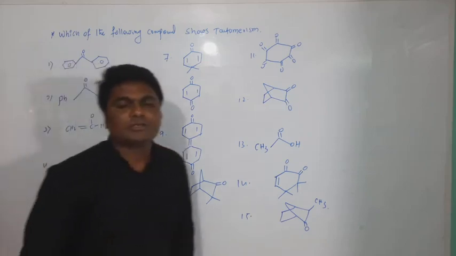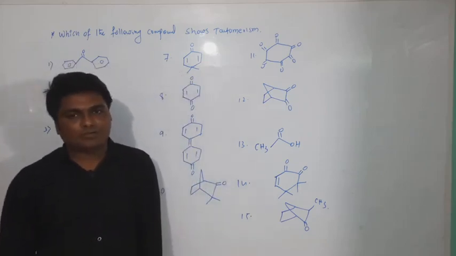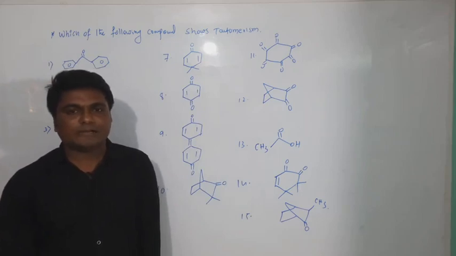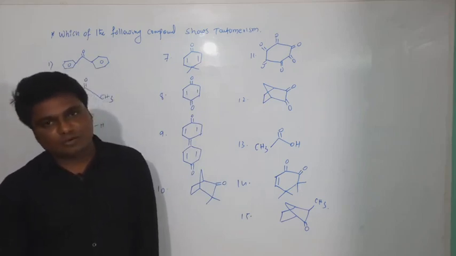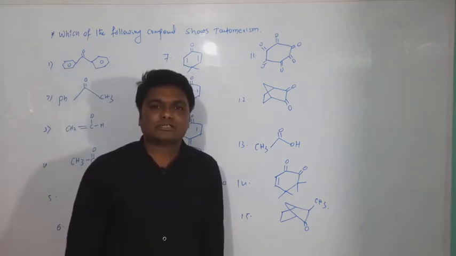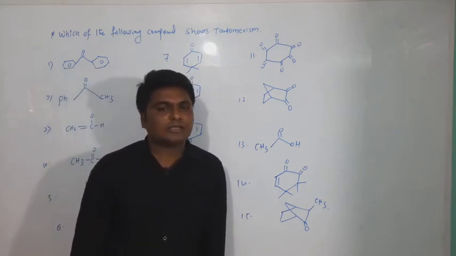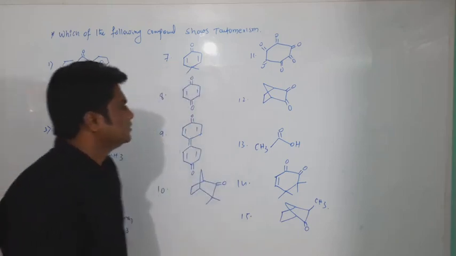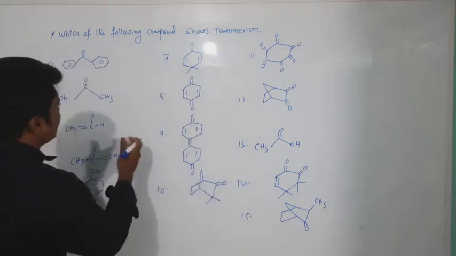So what is the condition? That compound must have an alpha hydrogen atom, an sp3 hybridized carbon atom, and an acidic hydrogen atom. And Bredt's rule you also have to remember. And some esters, carboxylic acids, and tertiary amides do not show tautomerism. Okay. Look at these problems.